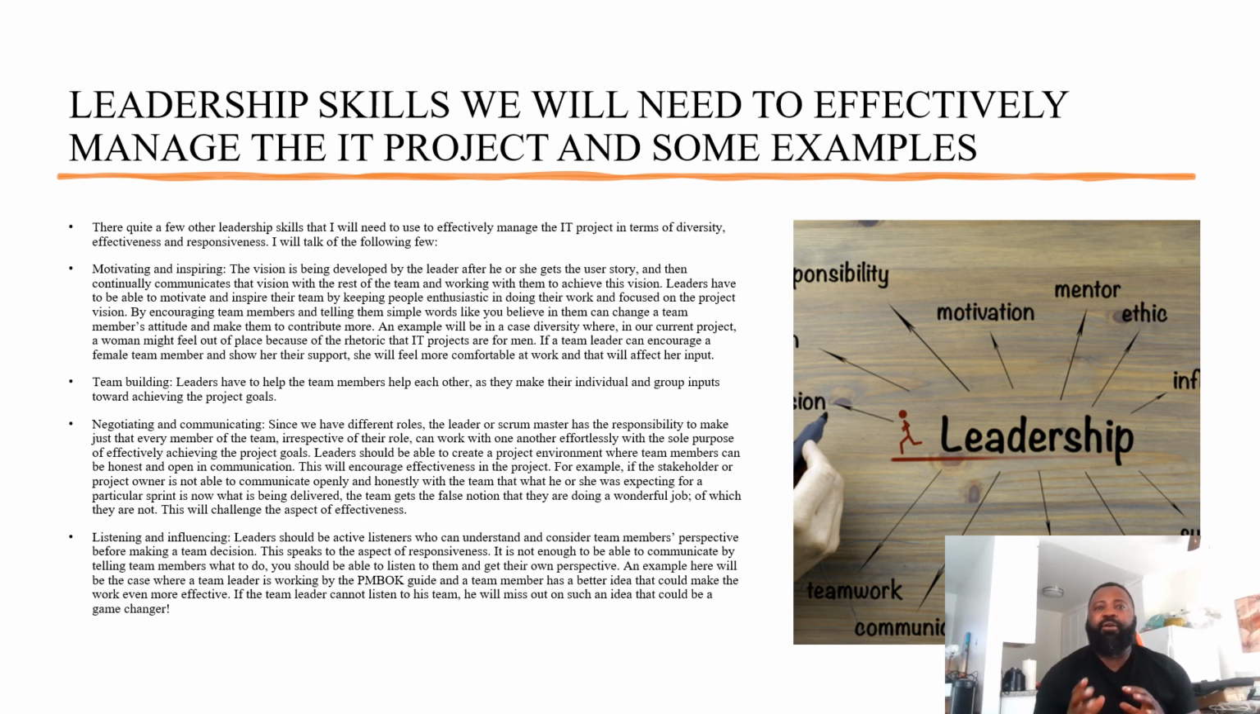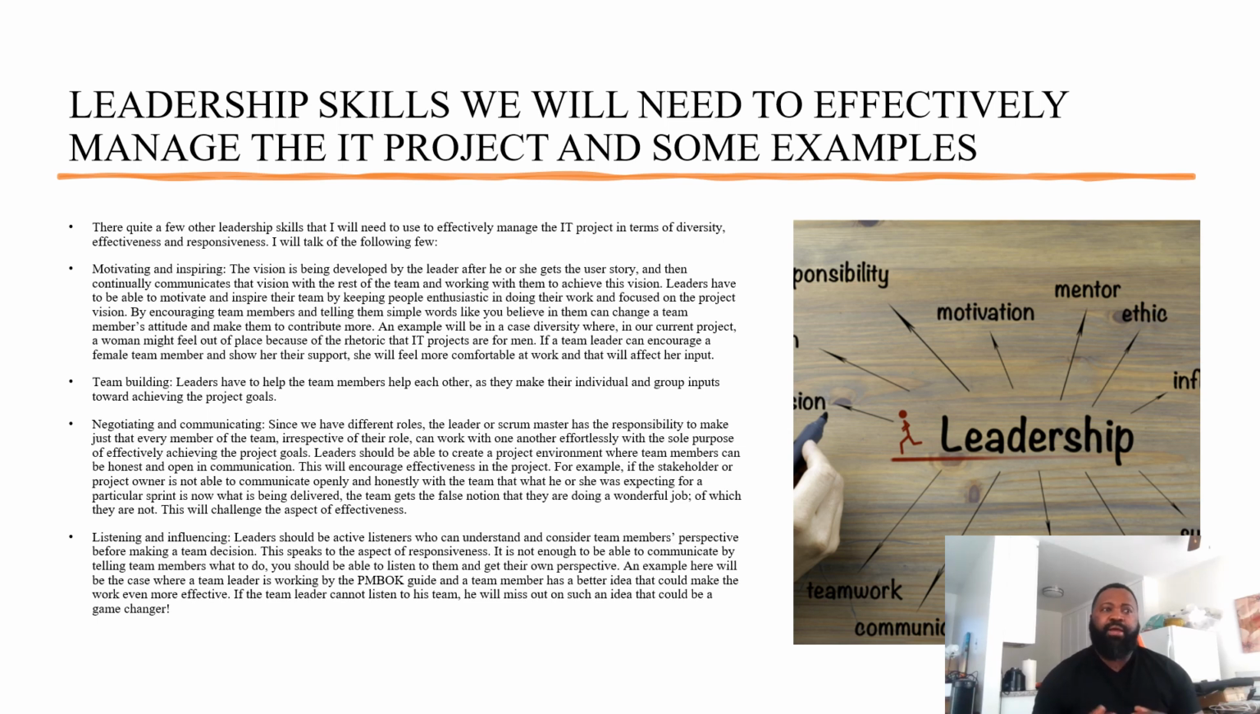For example, if the stakeholder or project owner is not able to communicate openly and honestly with the team that what he or she was expecting for a particular sprint is not what is being delivered, the team will get a false notion that they are doing a wonderful job, of which they're not. This will challenge the aspect of effectiveness, so leaders should always encourage negotiation and open communication so that we have transparency. Everybody knows what is being expected of them. Everybody knows if they are doing the right thing, so that we will achieve the goal of the project.